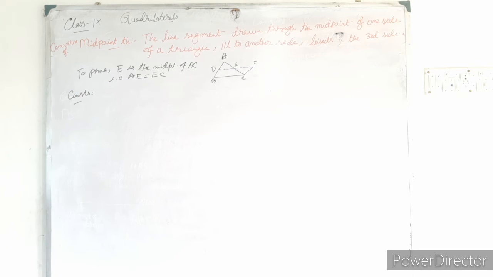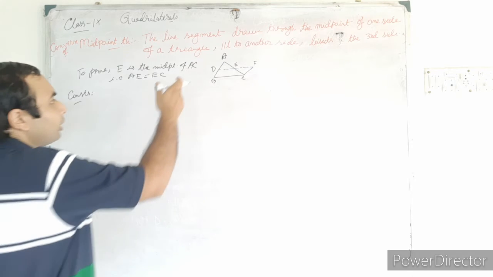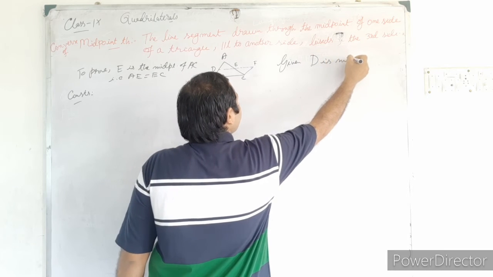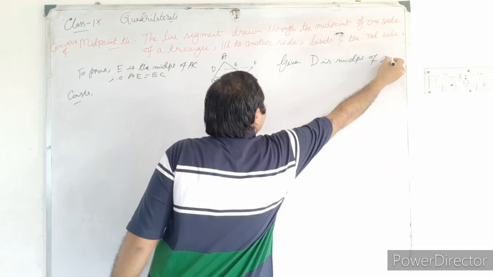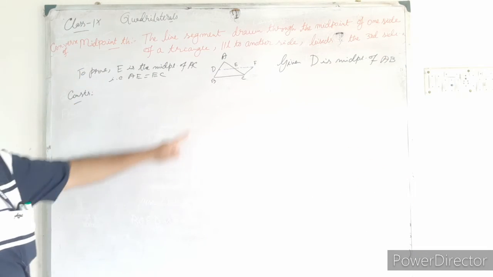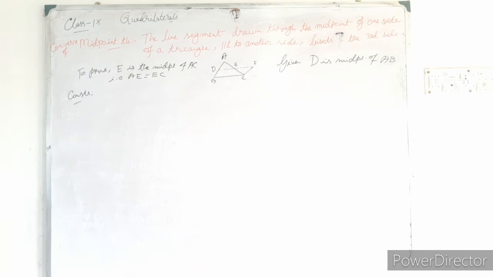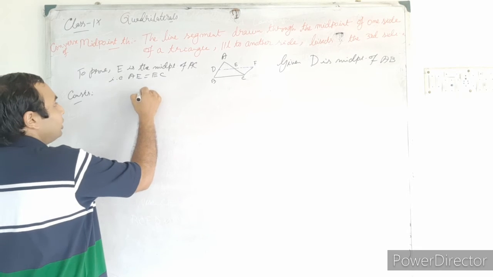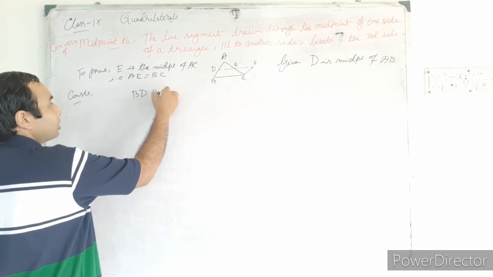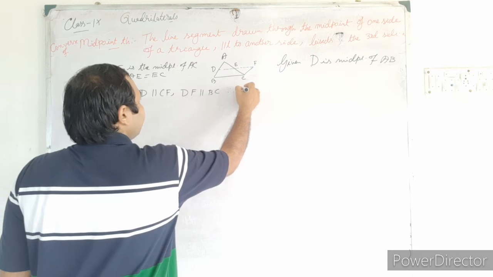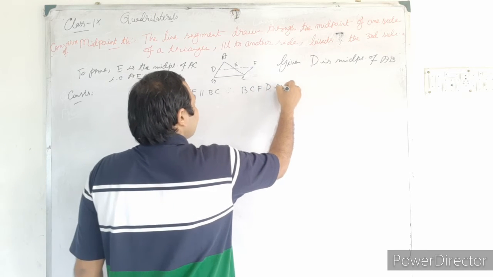Okay, so let us prove. Here it is given that D is the midpoint of AB. In the original theorem, D and E were both midpoints, here D is the midpoint only. So students, let's start the proof. Here BD is parallel to CF, DF is parallel to BC, so obviously BCFD is a parallelogram.